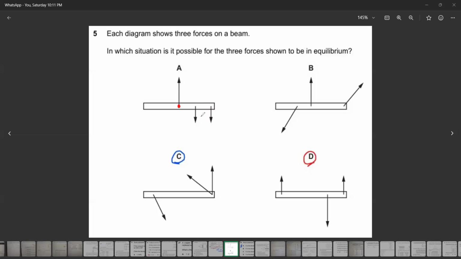So there is no resultant force. But what about the turning effect? These two forces are causing the same turning effect and there is no force to oppose the turning effect. So this cannot be in equilibrium.